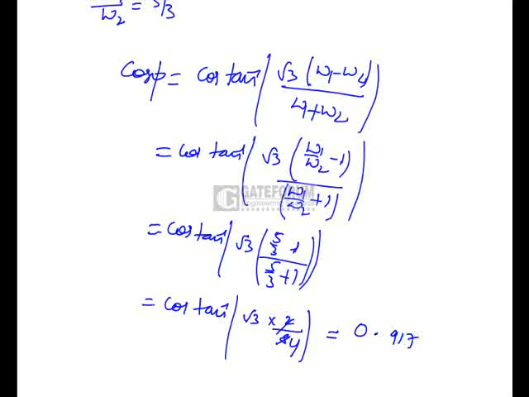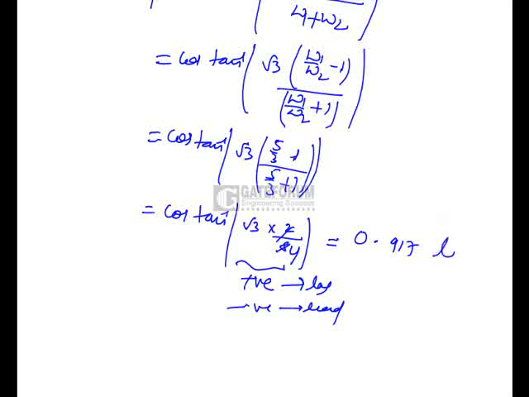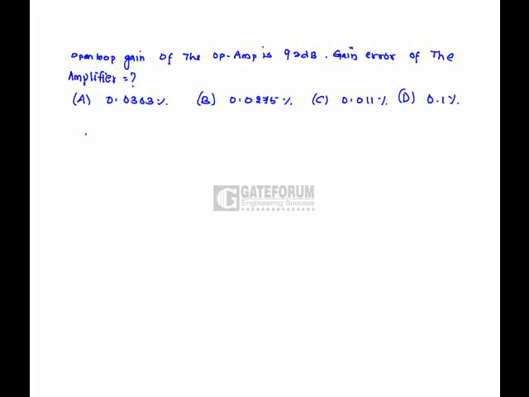0.917. Now how to decide whether it is lagging or leading? In this denominator, if you have a plus sign, positive sign, then it is lagging, negative sign, then it is leading. Since we have a positive sign in this part, this is 0.917 lagging, that is option A is the correct answer.